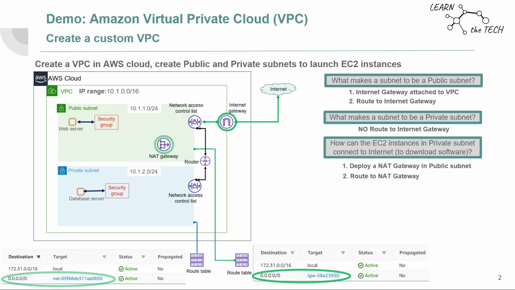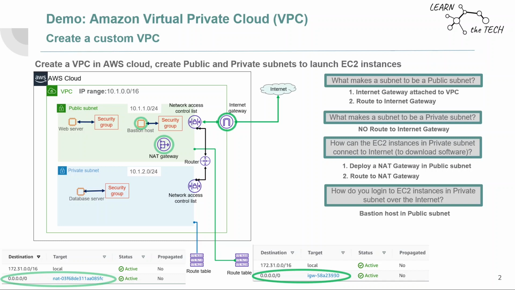Because we have secured our private subnet to not have access from the internet. So to be able to log into your EC2 instances in the private subnet, you can deploy another EC2 instance. Usually we call this instance a bastion host or a jump server inside the public subnet. And then through security group rules, you can define that any network coming from the bastion host is allowed into the database server. So now the bastion host works as a jump server.